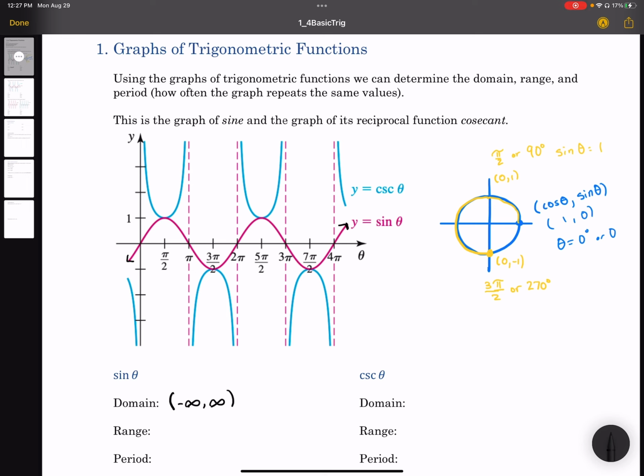The range we'll notice is that the highest our sine value can be is 1, and the smallest it can be is -1. So our range is going to be inclusive -1 to 1. And again, these are the graphs without any sorts of transformation. We'll talk about the transformations in class.